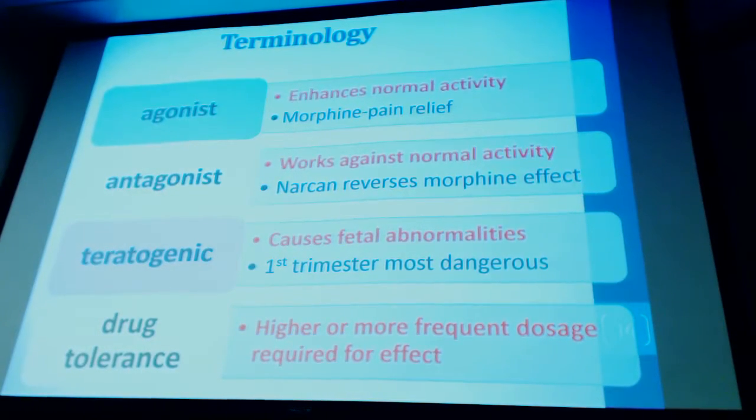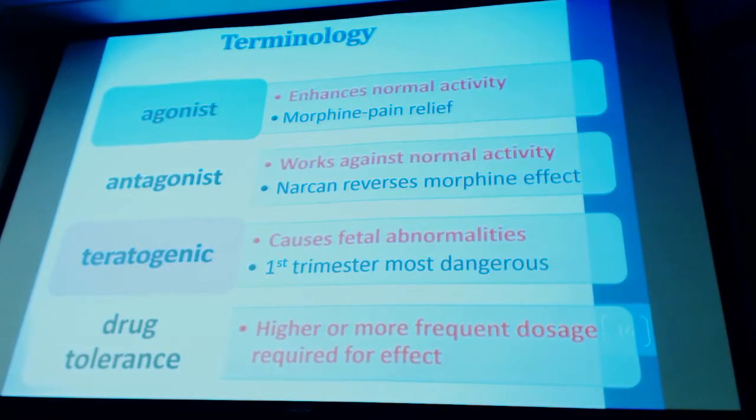Antagonist is just the opposite. It reverses the action of a medication. Here's an example: Narcan. If somebody takes too much morphine, they're going to become too sedated, and their respiratory rate is going to drop. We have to reverse that. We have to antagonize the effect of that morphine. So we give them Narcan.